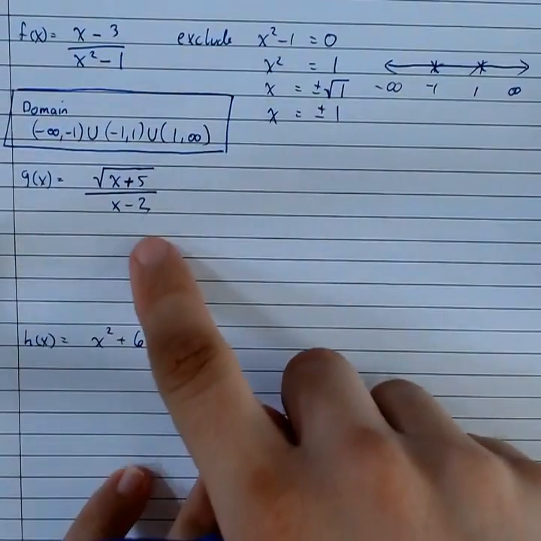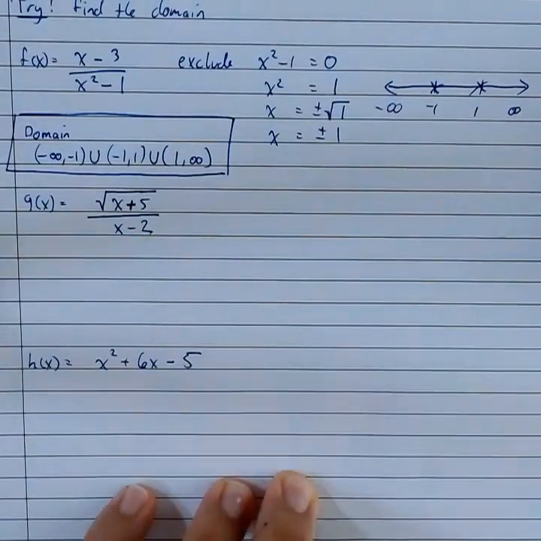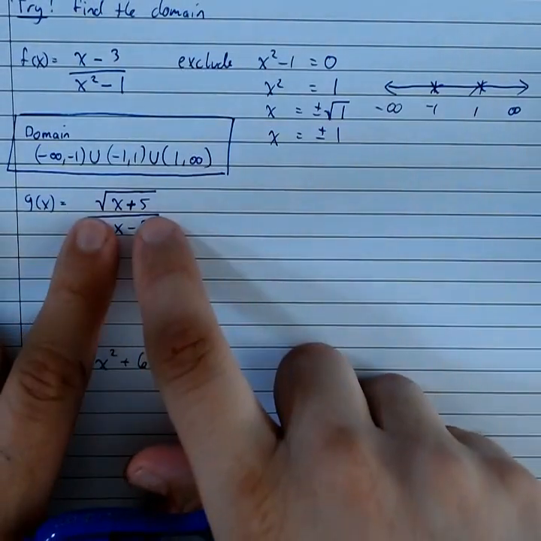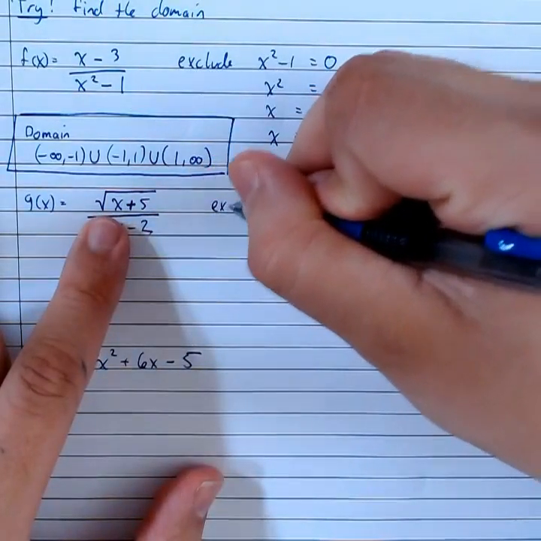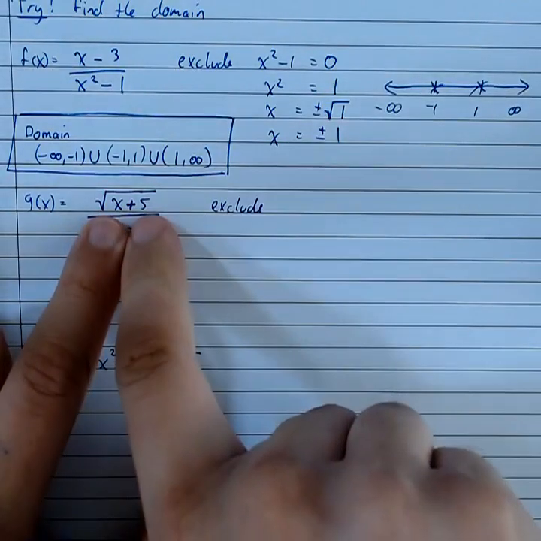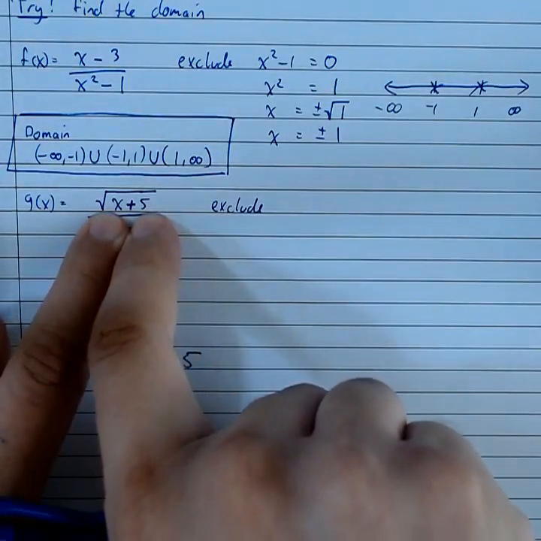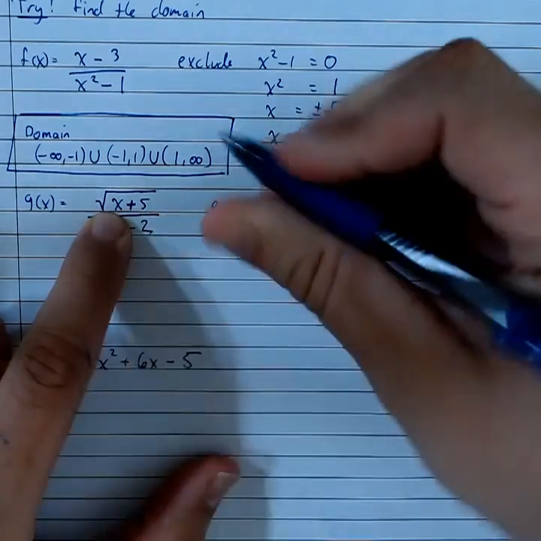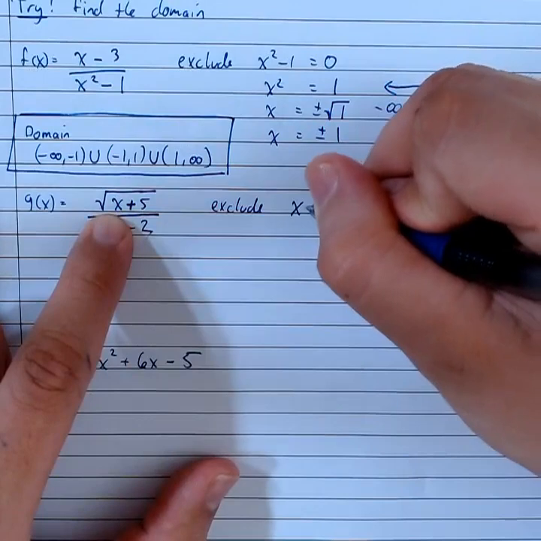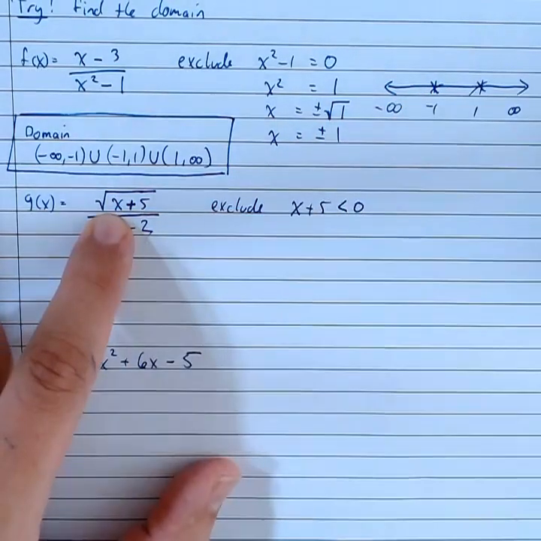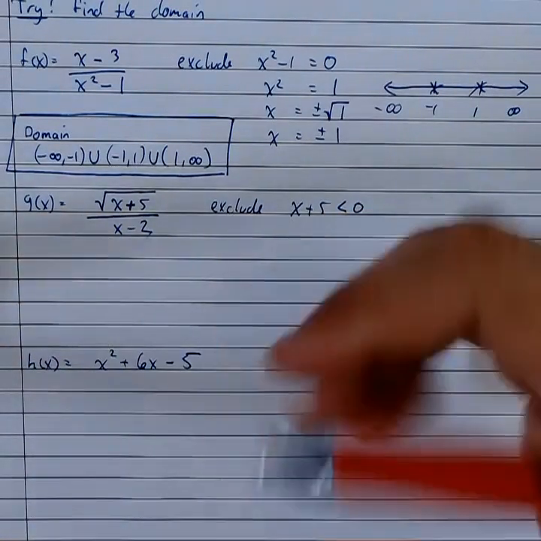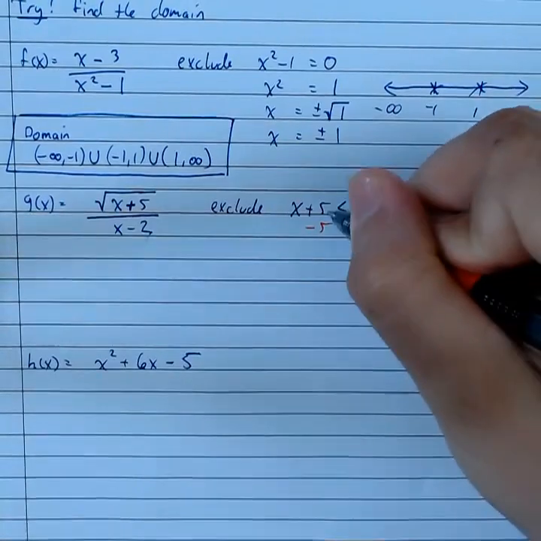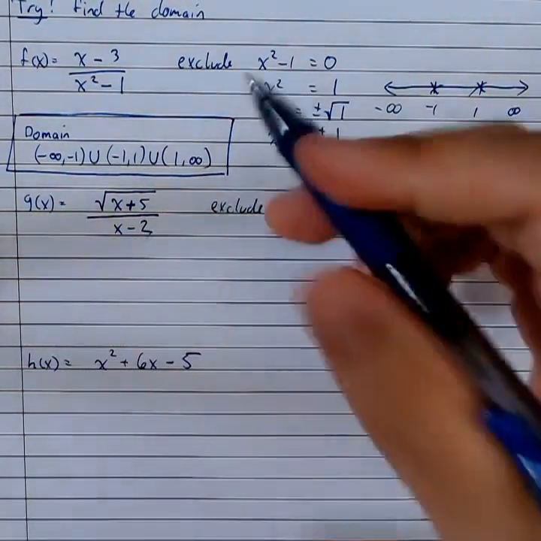All right, let's take a look at this one. We want to make sure that we don't have any square roots of negative numbers. Oh, here we do have a square root, so let's worry about that. What you want to throw away is whatever makes the stuff underneath the square root negative, in other words, less than 0. So we want to exclude whatever makes x plus 5 less than 0. That's simple enough. Just subtract 5, and that gives us x is less than -5.